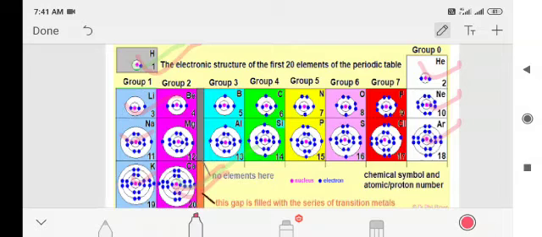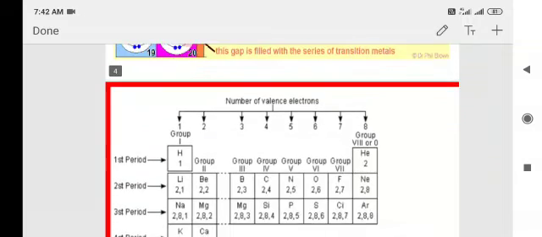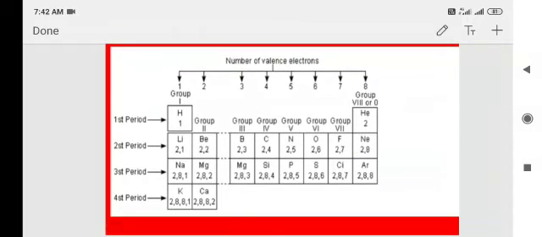Now, when we want to explain the periodic properties, you need to know all these structures and where these elements are placed. You should know crystal clear where these elements are placed in the periodic table. I'll tell you how to find out from the atomic number. Easily we can find out in which group and which period these elements are placed.